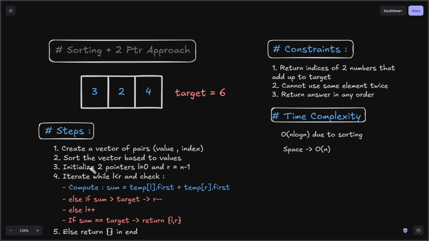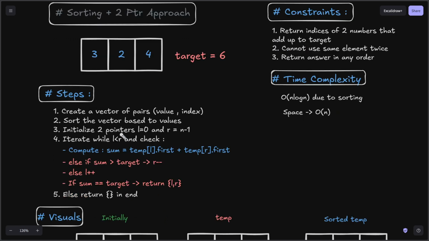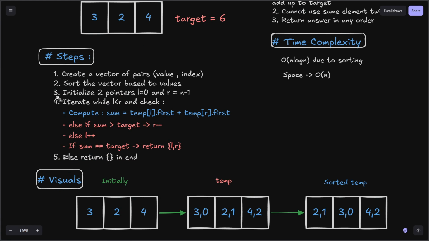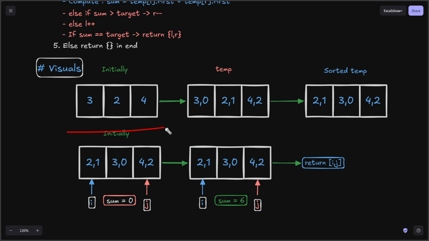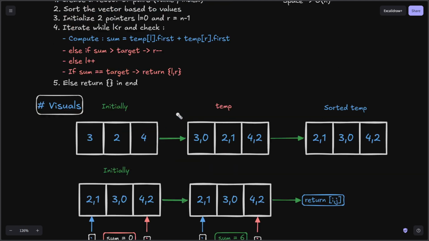Next you have to take two pointers, the first one at the beginning and the other at the end, and then you are going to iterate over this vector, where first you compute the sum on the basis of L and R, and then we check these three conditions. First, if the sum is equal to target, then we directly return. If it's greater, then we do R minus minus, else we do L plus plus. And this is the visualization for this problem.